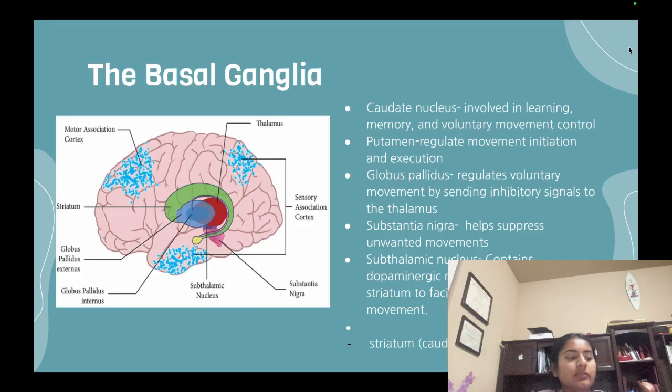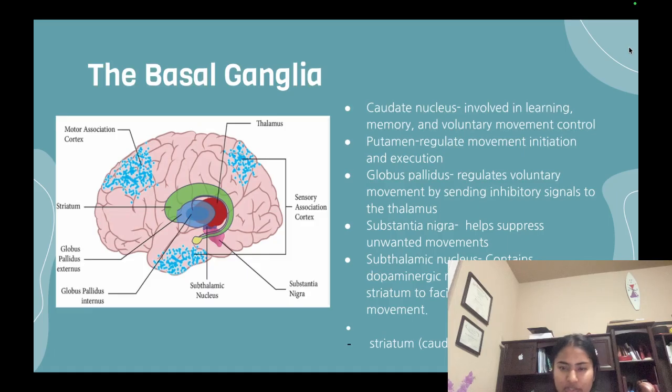Then we have the subthalamic nucleus, which is a small lens-shaped structure below the thalamus. This is part of an indirect pathway and helps suppress the unwanted movements. The substantia nigra is also located in the midbrain, and this one contains dopaminergic neurons that project to the striatum, which, by the way, is made up of the caudate and the putamen.